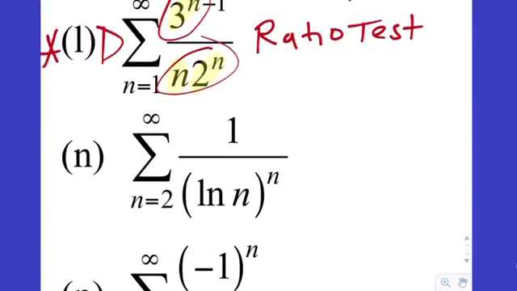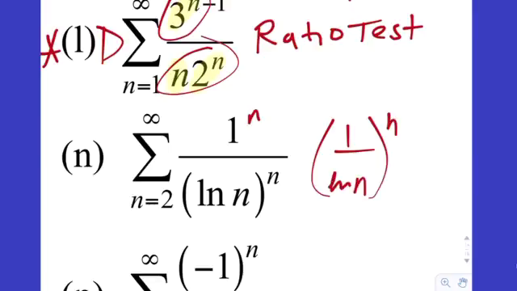Is this another good candidate for the root test? Yeah, you could say it's 1 to the n, right? So you could say it's 1 over the natural log of n to the nth power, then take the nth root of it, which means you're left with this. And what would be the limit of that as n goes to infinity? It'd be 0, right? And 0 is less than 1. So this one converges by the root test.